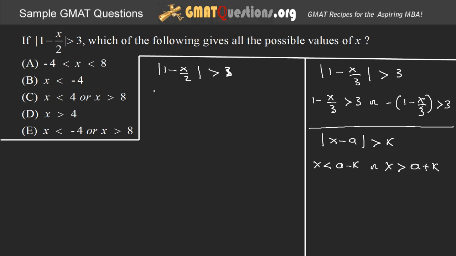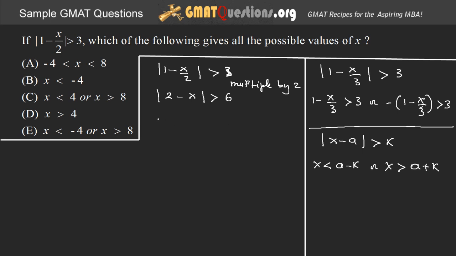The first thing we can do here is to multiply everything by 2 in order to get rid of this fraction. If we multiply everything by 2, we get the absolute value of 2 minus x greater than 6. And you can do that mathematically, it's no problem because you're multiplying the whole thing, so the balance of the equation is maintained.